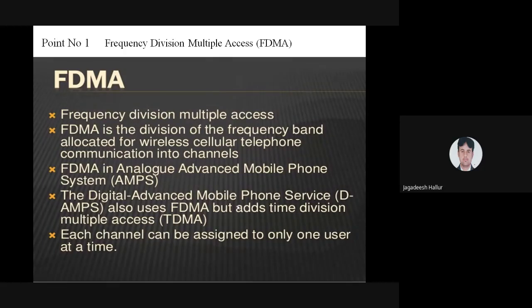This FDMA technique was used in 1G, first generation. This frequency division multiple access, or FDMA technique, was used in 1G. So the speed of this is very low. We can't watch any videos.